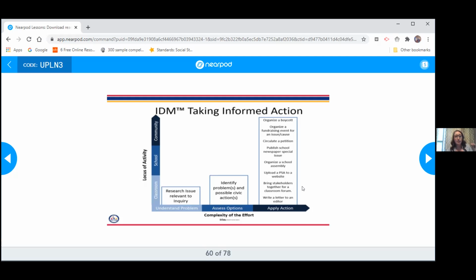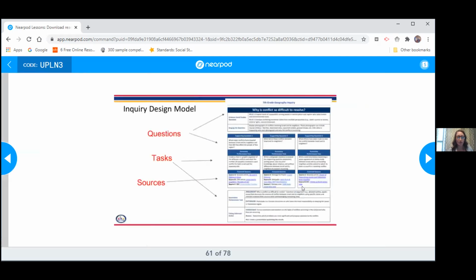So this is the essential piece though. If you don't have this taking informed action, the so what, or now what, then you miss out on the whole purpose of the reason why you spent time doing this inquiry.